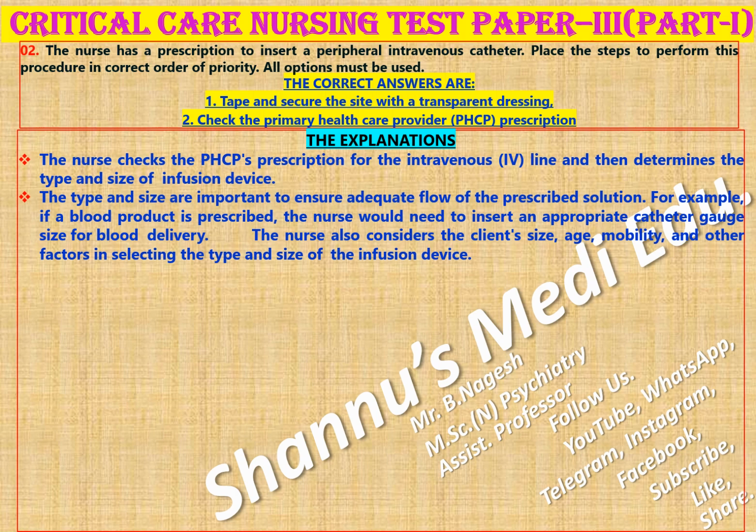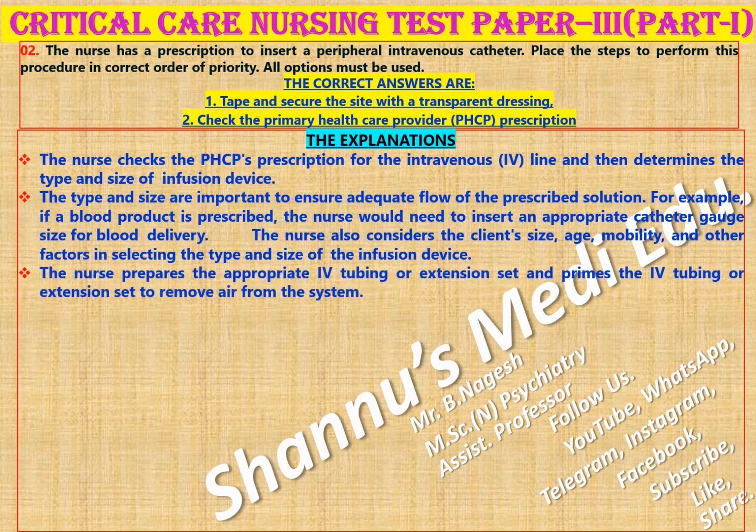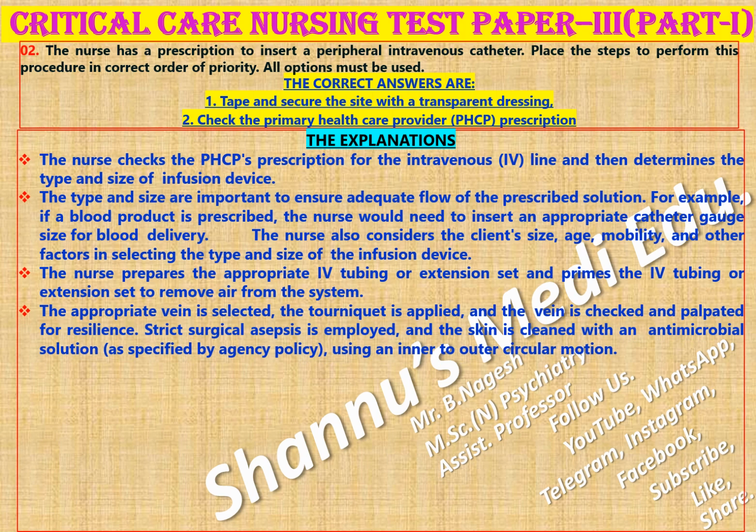For example, if the solution is blood, the size must allow blood delivery, and the nurse also considers the client's size, age, morbidity and other factors in selecting the size of the infusion device. The nurse prepares the appropriate IV tubing and extension and primes them, removing air from the system. The appropriate vein is selected, the tourniquet is applied, and the vein is palpated.